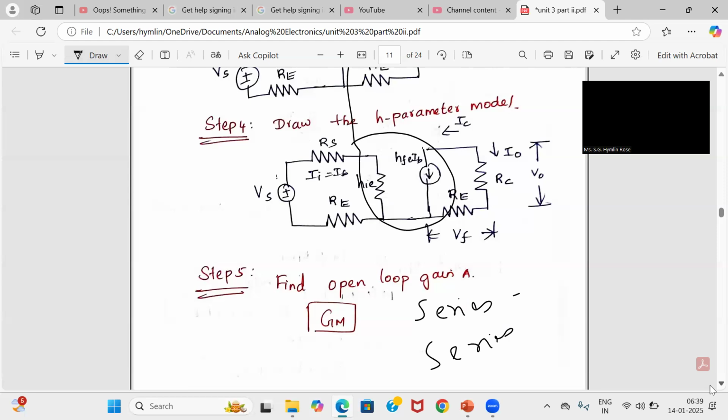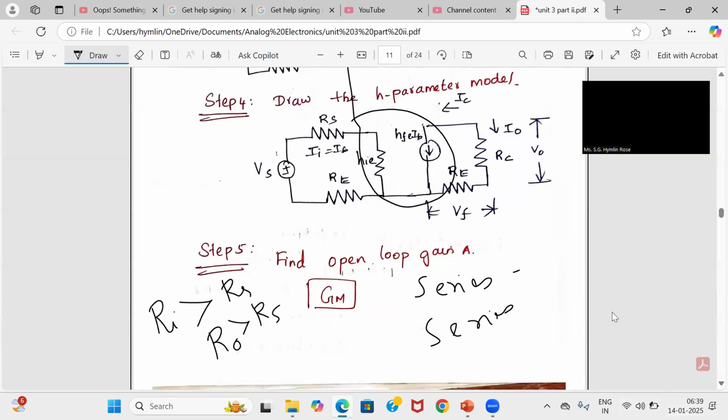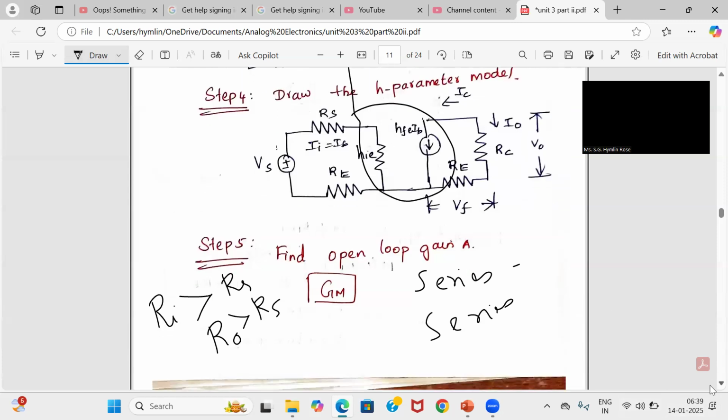For a transconductance amplifier, you all know the input resistance is very high and the output resistance is also very high. Okay. So now first thing you have to find is the transconductance gain. So how to find the transconductance? GM is the transconductance gain.